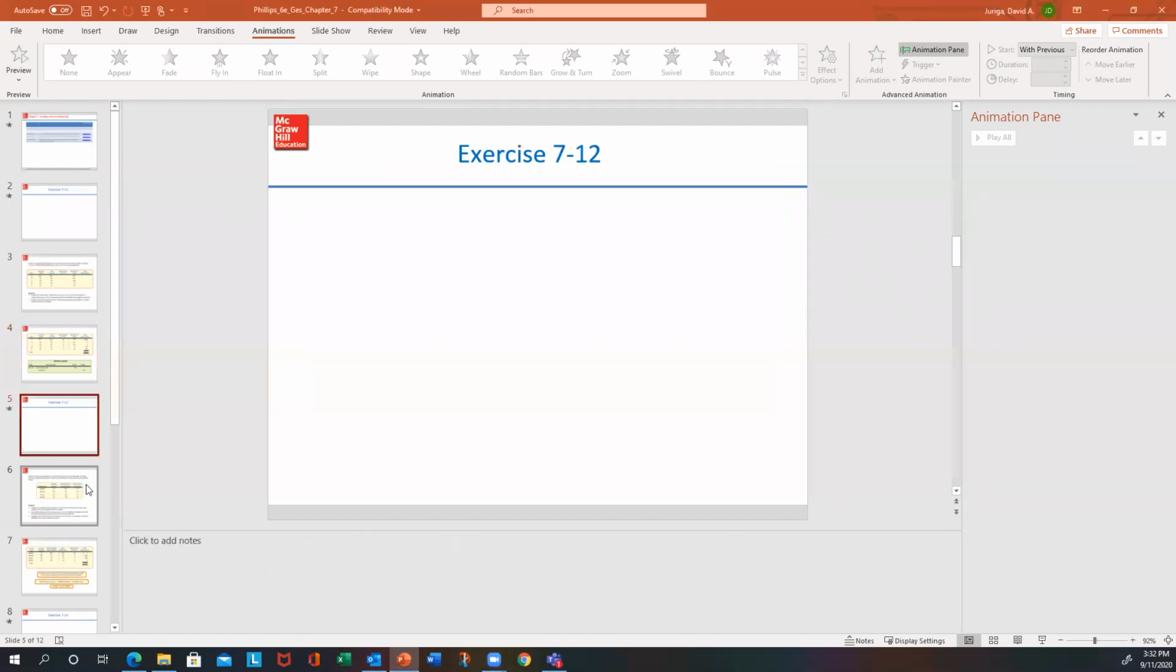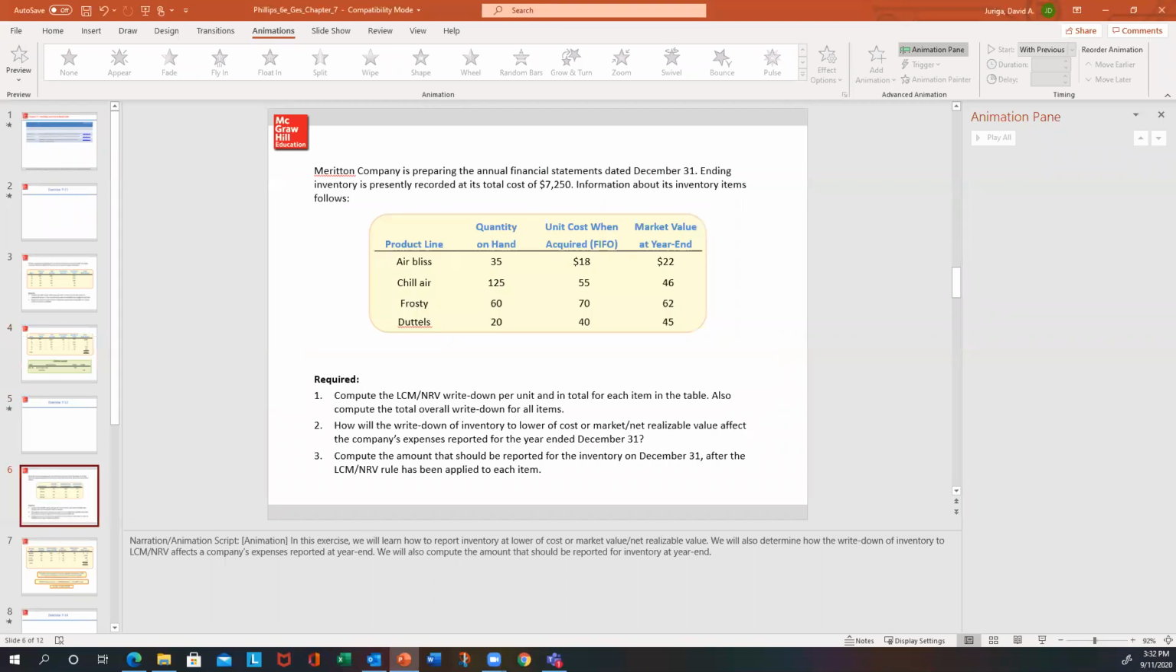Okay. And then again, just one more, it's very similar. And again, they're giving us very similar items. We've got the quantity on hand, the cost, and then the market value at year end. And again, as long as the market value is higher than the cost, then you don't have to make any adjustments. So as you look at each of these, market value is higher than cost. This is one you're going to have to work with because on Chill Air, the market value went down. On Frosty, the same thing, the market value went down. But on the last one, it looks like market value is still higher than cost. So on this one, we're only going to have 2 items that we're going to have to do any sort of write-downs.